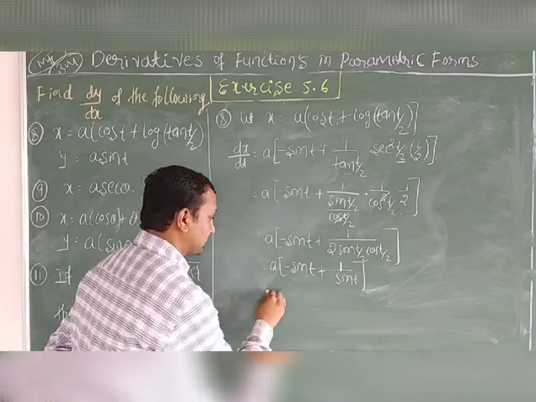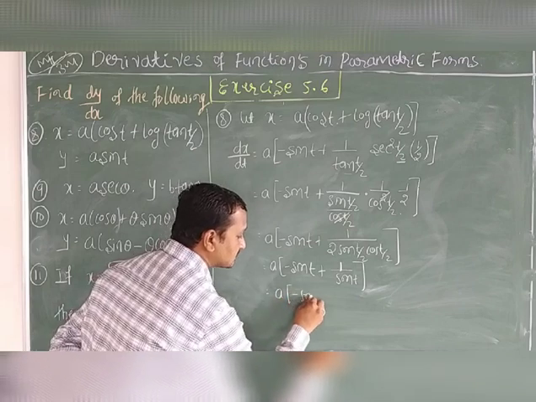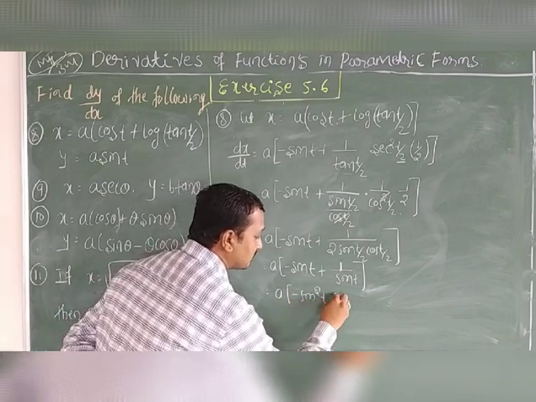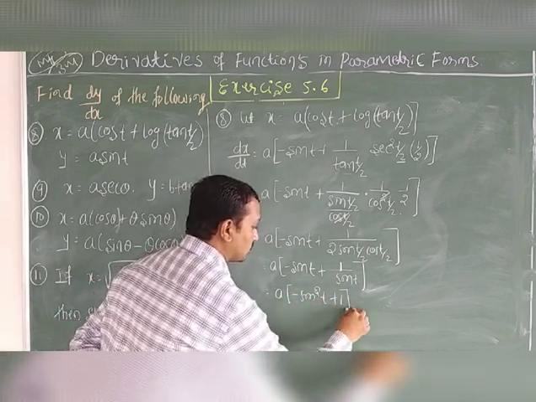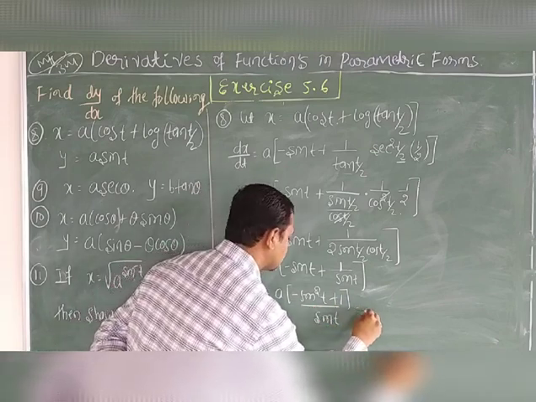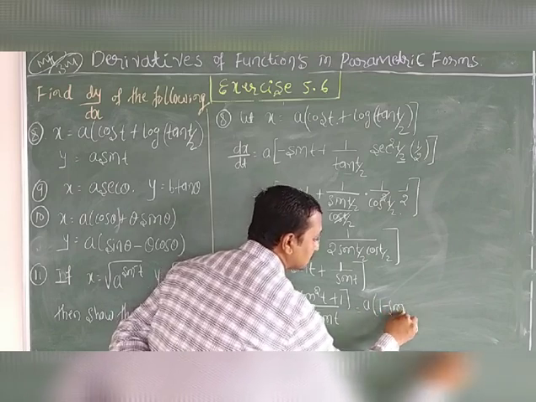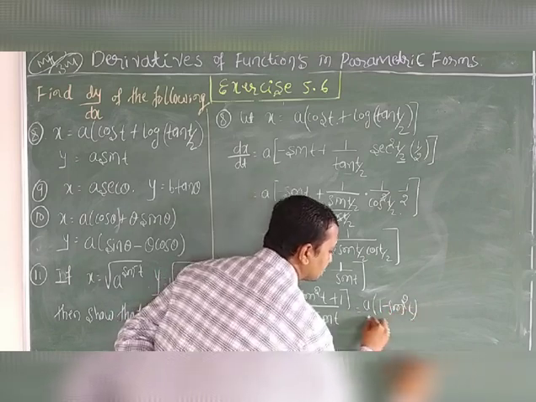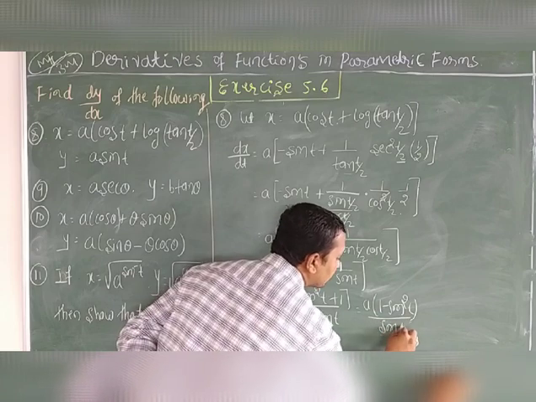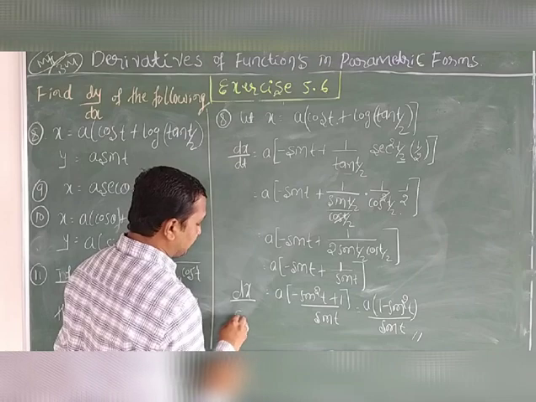Is it clear? Then that is equal to, take LCM: a in the bracket minus sin square t plus 1, whole divided by sin t. Or else this can be written as a in the bracket 1 minus sin square t divided by sin t. This is our dx by dt.